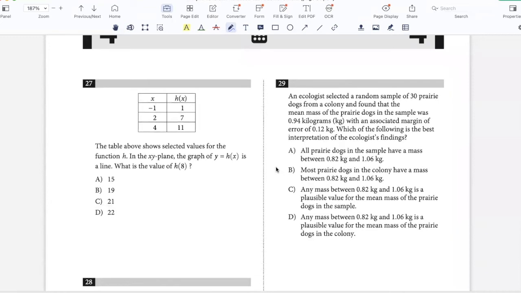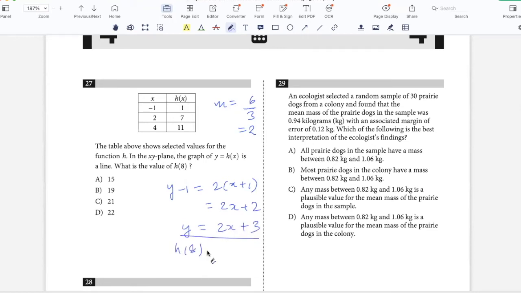The table above shows selected values for the function h. In the xy plane, the graph of y equals h(x) is a line. What is the value of h(8)? Okay, so let's first find the slope. Slope will be 7 minus 1, 6. So slope is 2. So I can say y minus 1 is 2 times x plus 1, which is 2x plus 2. So y is 2x plus 3. So h of 8 will be 2 into 8 plus 3.